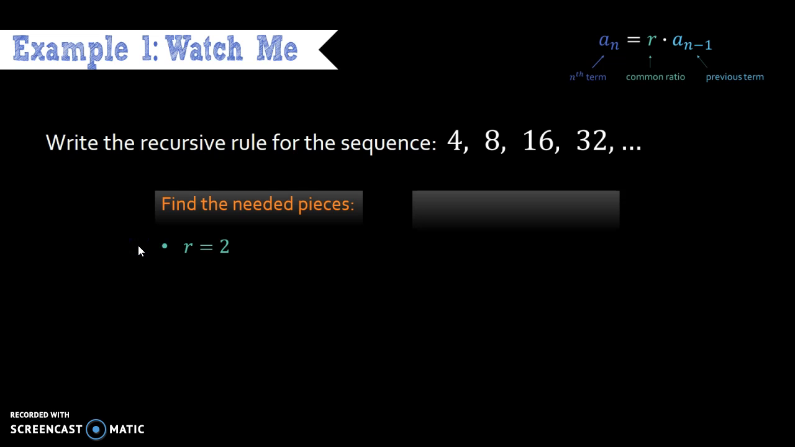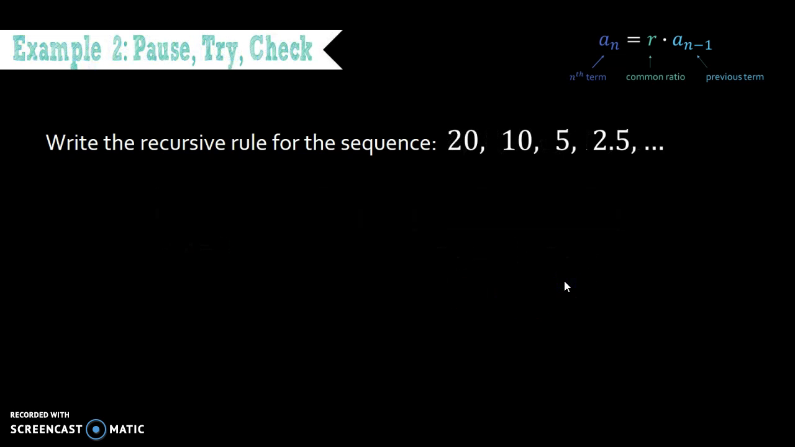Now we're just going to fill in to our recursive rule. A sub n is equal to 2 times the term that comes before it. So for example, the 5th term would be equal to 2 times the 4th term. The 10th term would be equal to 2 times the 9th term. That's the way that you would read this rule right here. Pause and try this one.